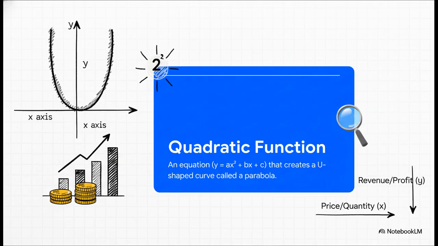Now the key ingredient, the part that gives it all its power, is that x squared term. That little 2 is what takes a straight, predictable line and bends it into the perfect symmetrical curve of a parabola. In the business world, y is almost always the thing we're trying to maximize, like revenue or profit, and x is the variable we can actually control, like the price we set or the quantity we produce.